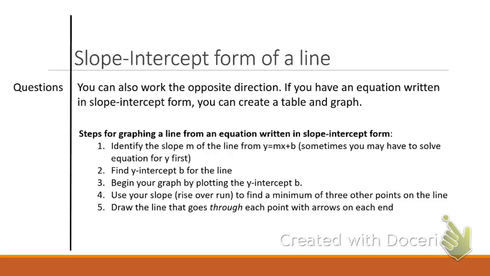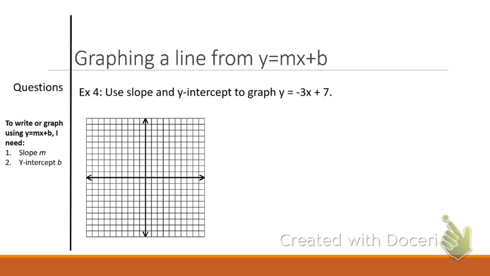You want to identify m, the slope for the line y equals mx plus b. Sometimes you may have to solve for y first. The next step is find the y-intercept. Begin your graph by plotting the y-intercept first. Use your slope, rise over run, to find a minimum of 3 points. And the last step will always be to draw the line that goes through those points.